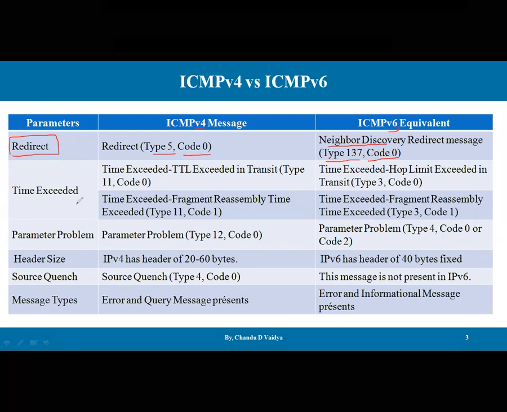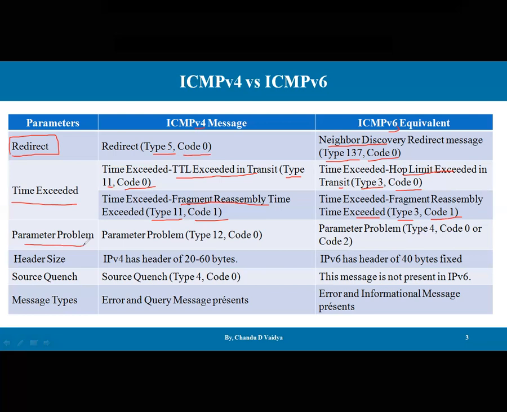Then time exceeded. Time exceeded, TTL exceeded in transit, is type 11, code 0. In ICMP version 6, time exceeded, hop limit exceeded in transit, is type 3, code 0. So here type 11, here type 3. Then time exceeded, fragment reassembly time exceeded: type is 11, code is 1. In IP version 6, fragment reassembly time exceeded is type 3 and code 1. So this is what is available.